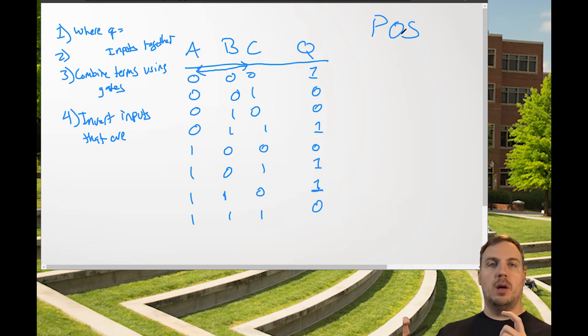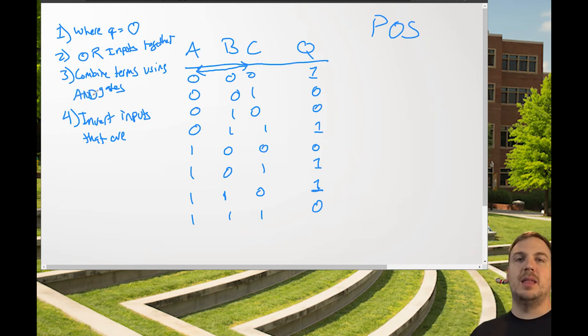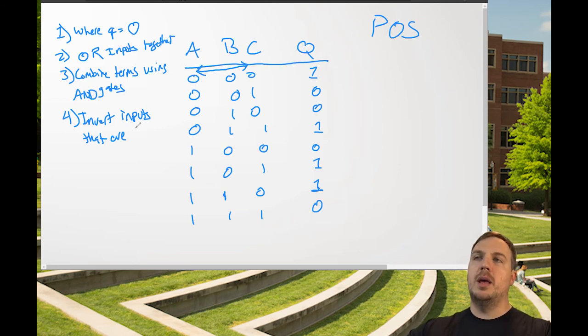And then we replace all OR gates with AND gates and all AND gates with OR gates. Essentially, that's what we're doing to come up with products of sums. It's going to give us the same result. It's just that the AND gates and the OR gates are going to be swapped. So instead of looking where the output is 1, we're now going to look at where the output is 0. Then we're going to OR the inputs together, and then AND the terms. Remember, in sum of products, we ANDed the inputs and ORed the terms. We just inverted that. And now we're going to invert inputs that are 1. In sum of products, we inverted the inputs where it was 0.